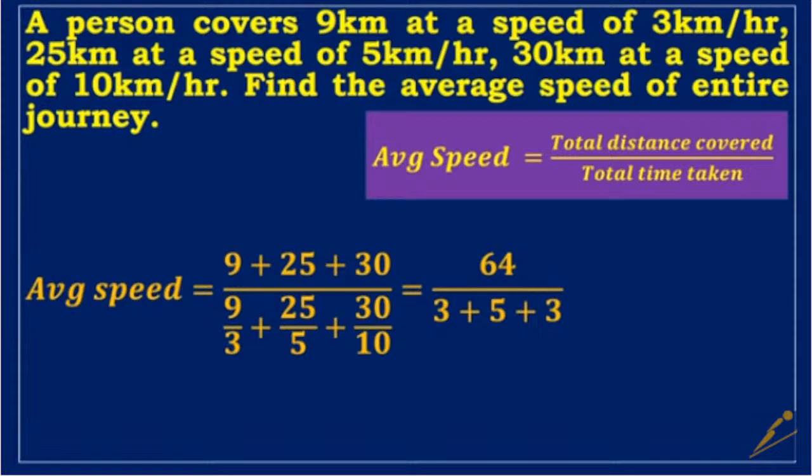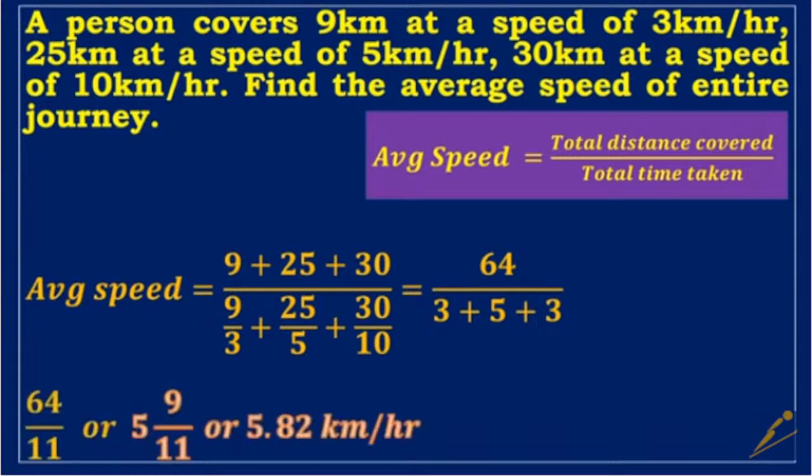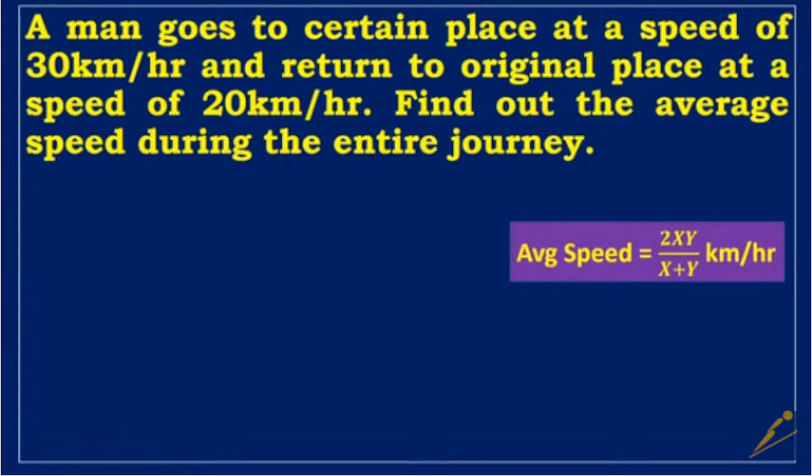A person covers 9 kilometers at a speed of 3 kilometers per hour, 25 kilometers at a speed of 5 kilometers per hour, 30 kilometers at a speed of 10 kilometers per hour. Find the average speed of the entire journey. To find the average speed of the entire journey, you need to know the total distance traveled and the total time it took to travel that distance. Distance traveled is equal to 9 kilometers plus 25 kilometers plus 30 kilometers is equal to 64 kilometers.